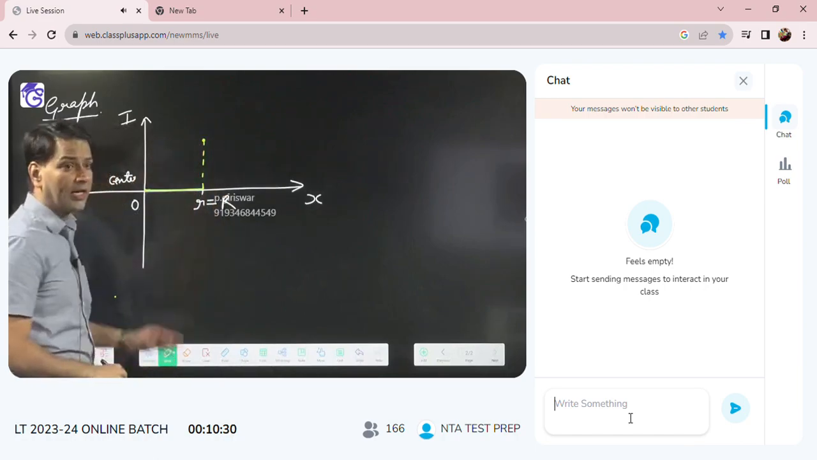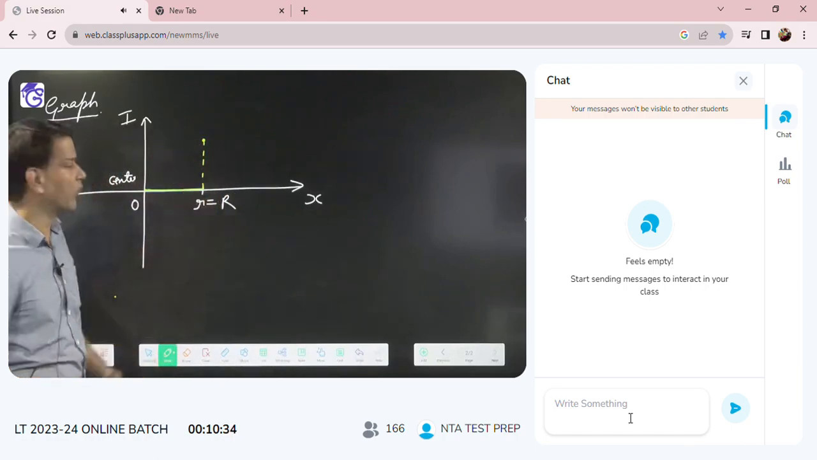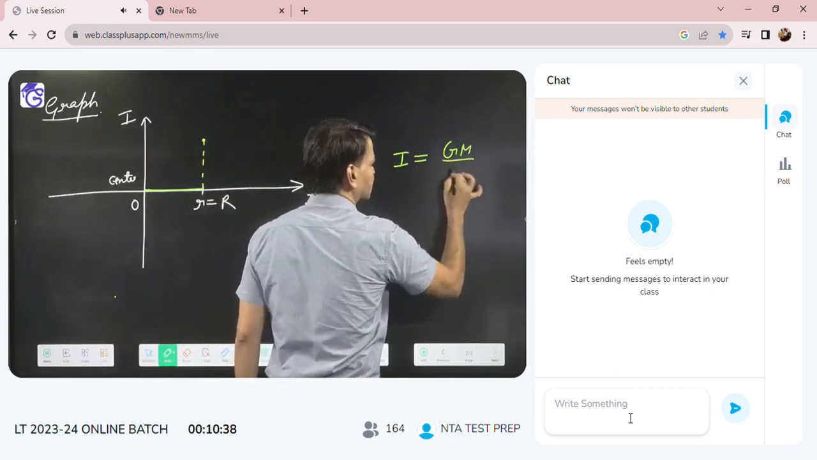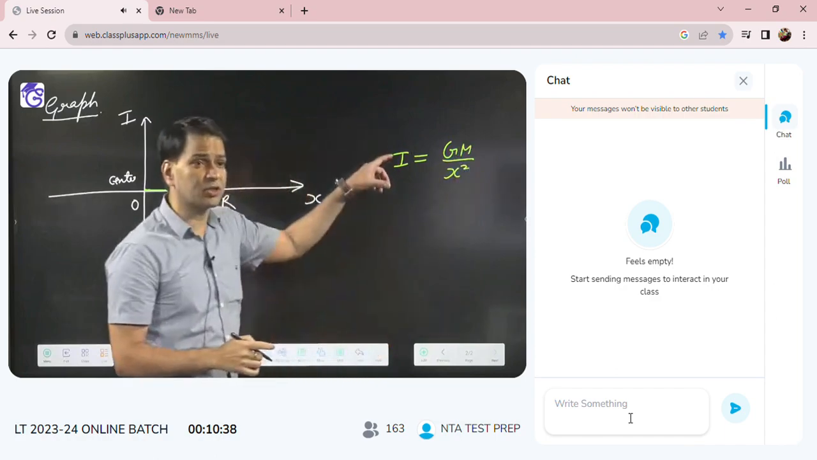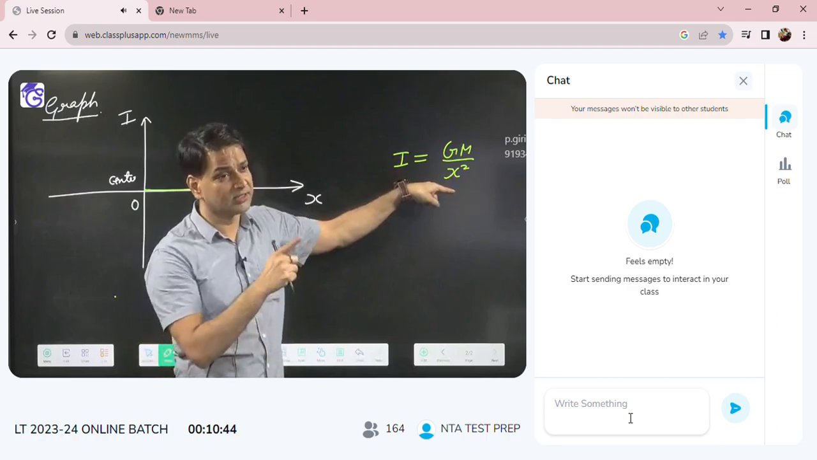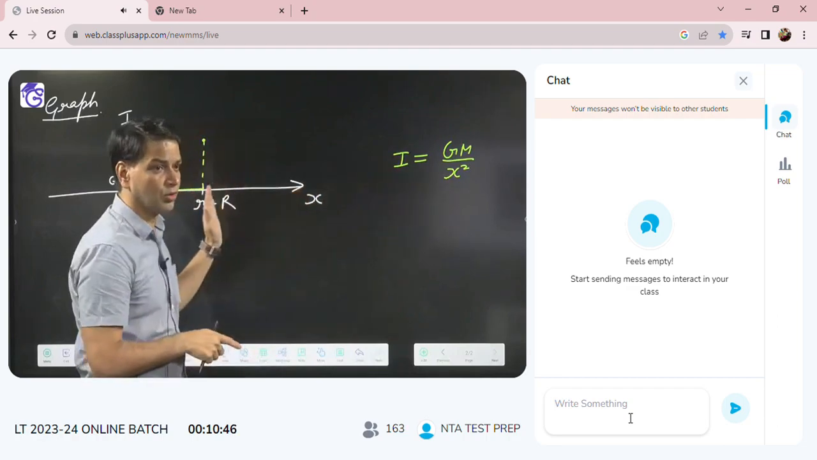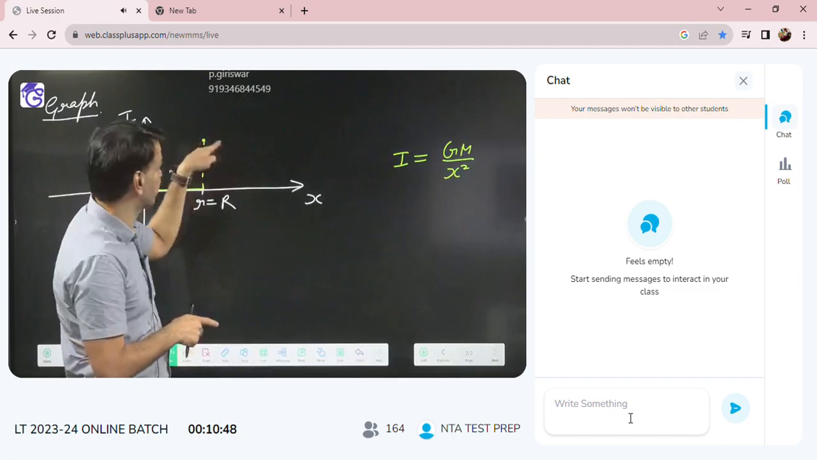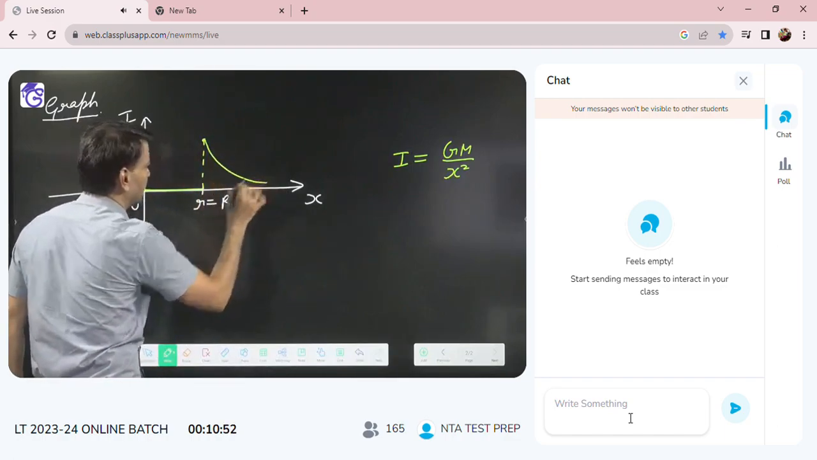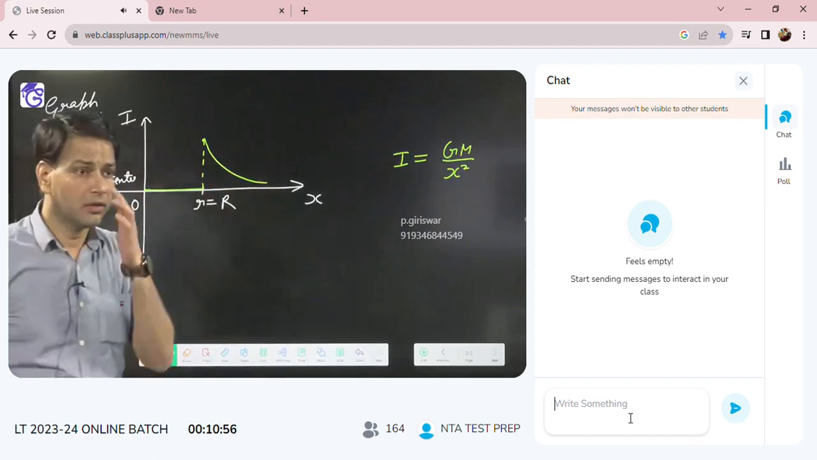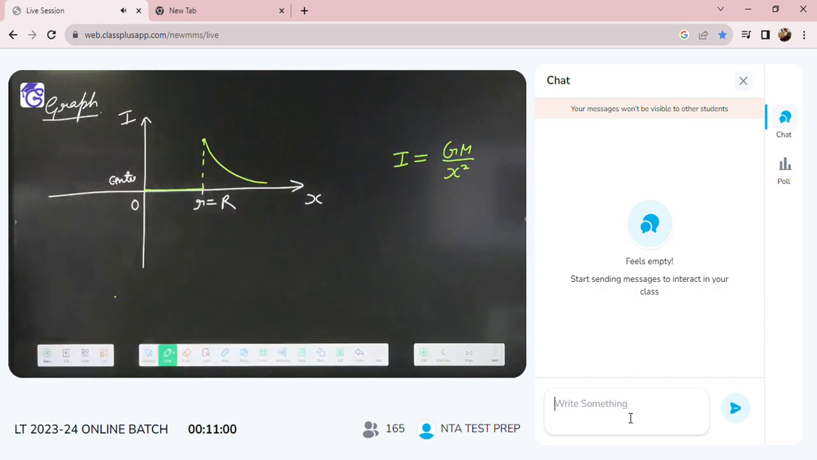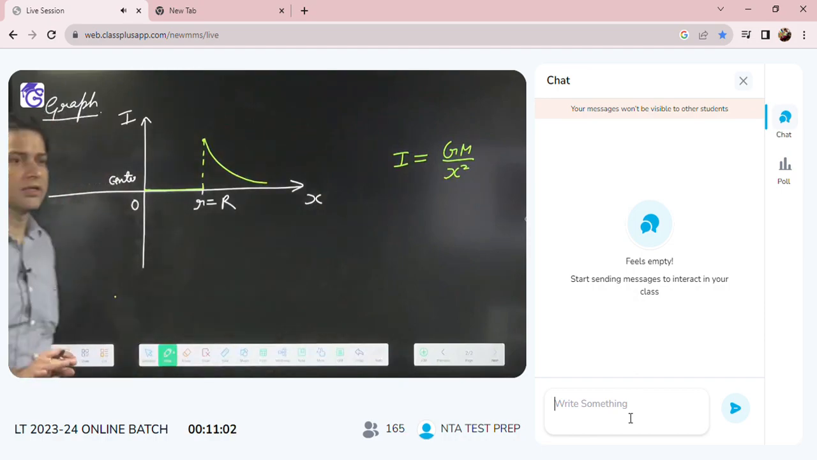Okay. And as you go outside, what is the variation? Outside, the variation is I is equal to GM by x square. So G and M are constant, then I is inversely proportional to x square. Okay. So it means a rectangular hyperbola. So inside 0, as you reach the surface, GM by capital R square, and the outside variation is the rectangular hyperbola. Everybody got it?